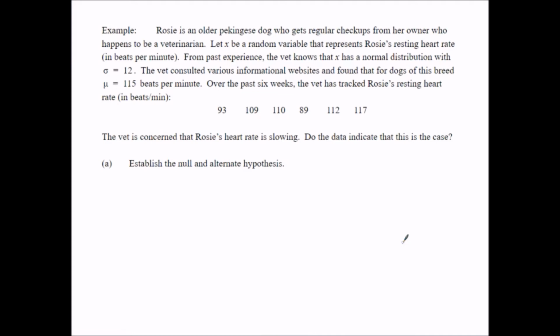Over the past 6 weeks, the vet has tracked Rosie's resting heart rate in beats per minute. And there they are. The vet is concerned that Rosie's heart rate is slowing. Does the data indicate that this is the case? So let's first get a null and alternate hypothesis.